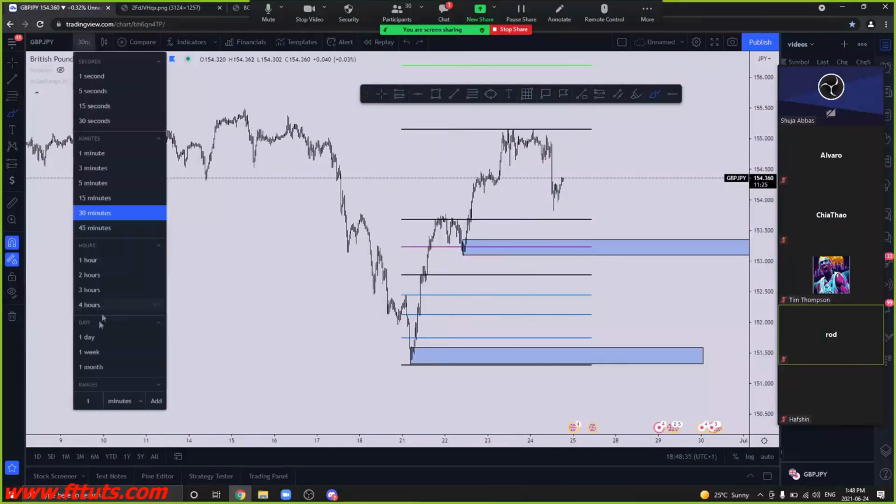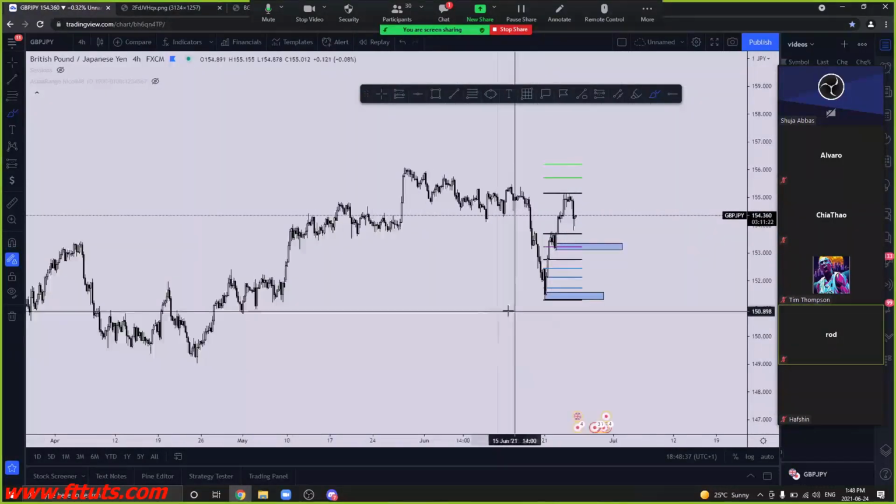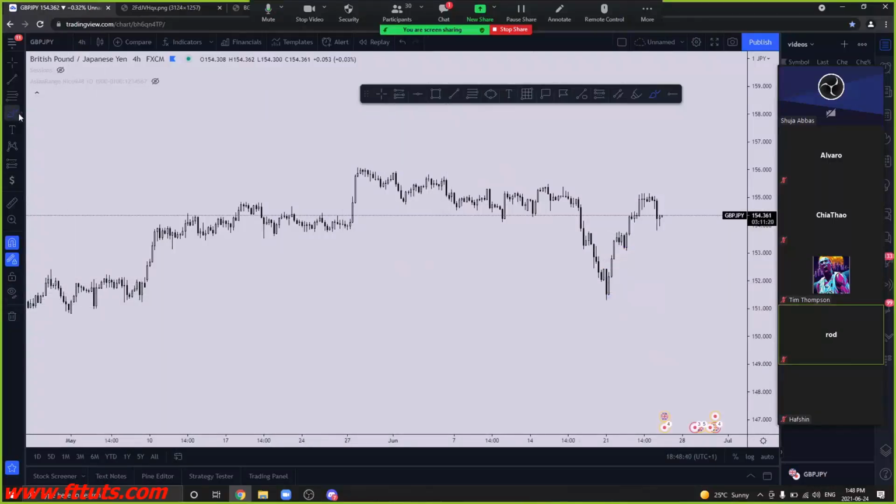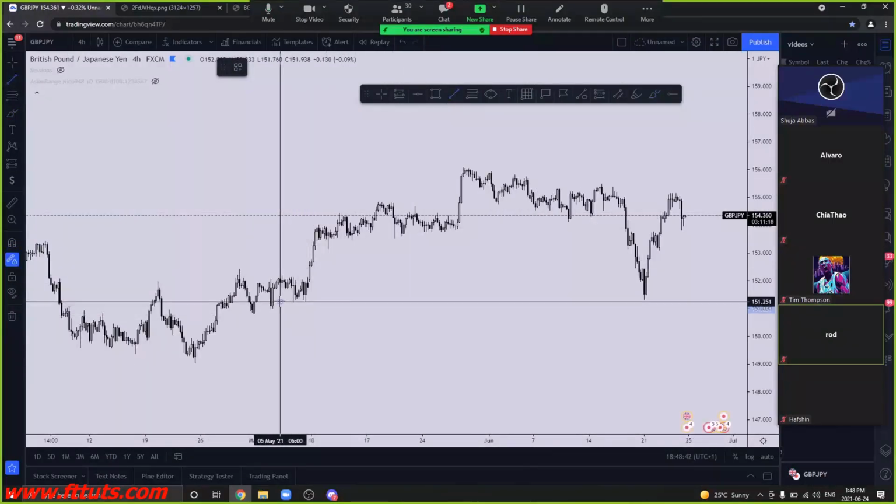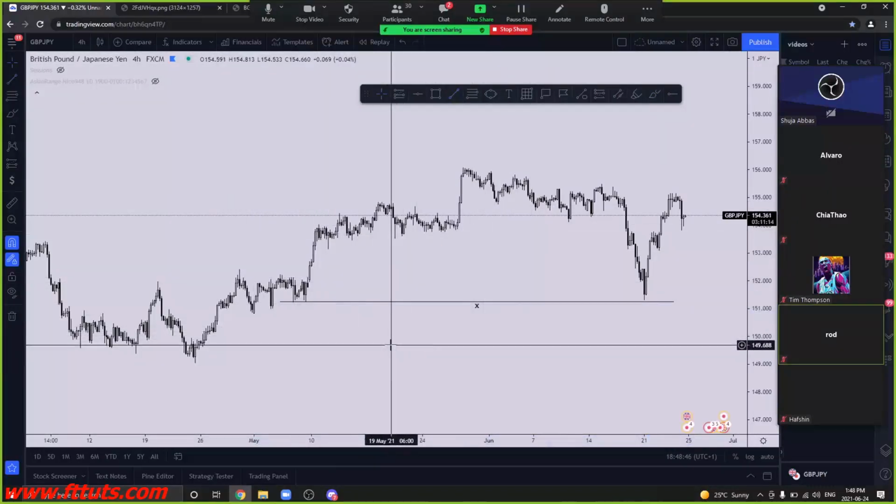Now, one thing I do want everyone to keep in mind is that the 4 hour is still generating liquidity. We are creating money right over here, right? That's a really strong thing I want everyone to keep in mind. We're creating money over here.